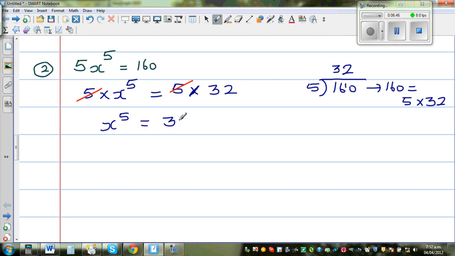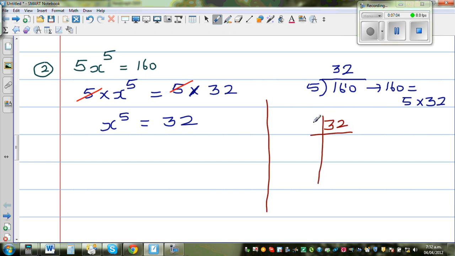Now I want to write 32 as a power of 5. Can we write 32 as a power of 5? Well, I don't know. So let me do a side working. So I'm going to factorize 32 like this. This is called prime factorization of 32.